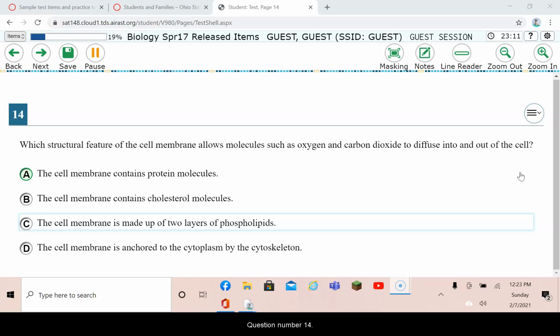Question number 14. Which structural feature of the cell membrane allows molecules such as oxygen and carbon dioxide to diffuse into and out of the cell? Okay, now remember, oxygen and carbon dioxide are gases. Let's look at our answers.